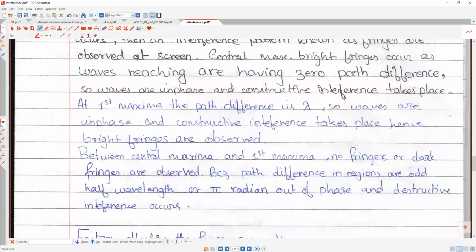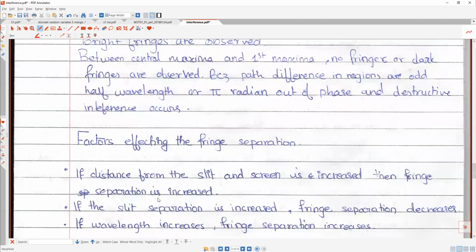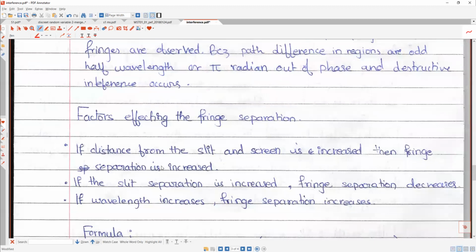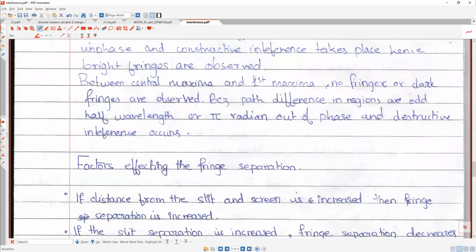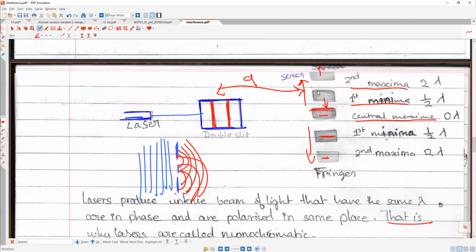What they wrote: factors affecting the fringe separation. Whether the fringes will be closer together or far away from each other depends on many factors. One factor is if the distance from the slit and the screen is increased. If you increase this distance d over here, the fringes are going to move apart from each other. Fringe separation increases.